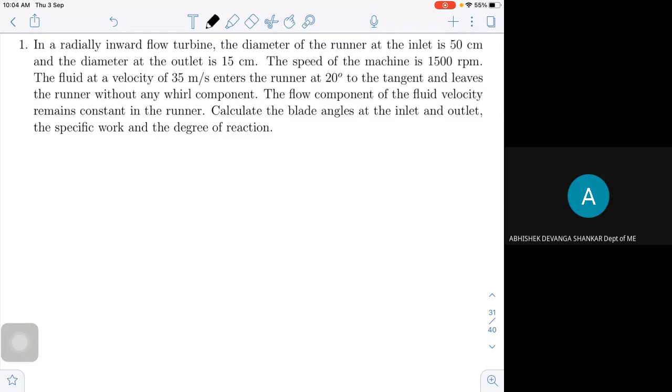Okay. Now let us write what is given in the numerical. So I need to find the solution for this. So what is given? The diameter at the inlet is given, which is 50 centimeters, meaning it is 0.5 meters. The diameter of the exit is D2, which is 15 centimeters, meaning it is 0.15 meters.